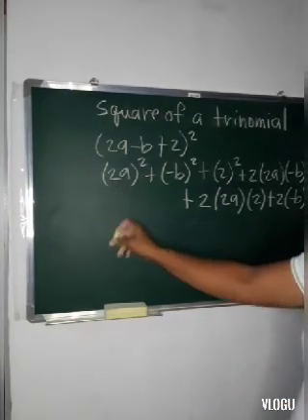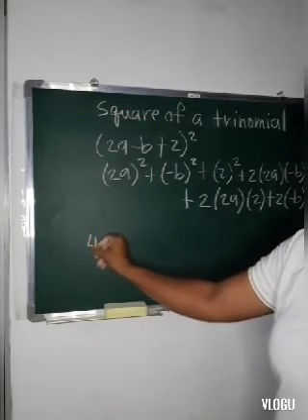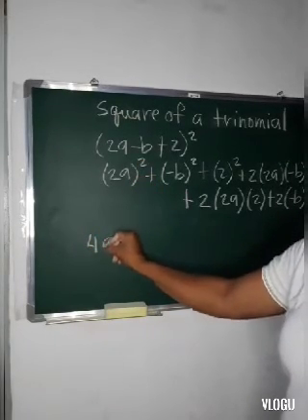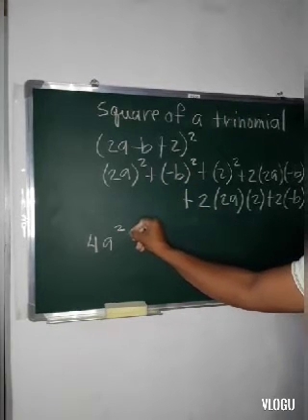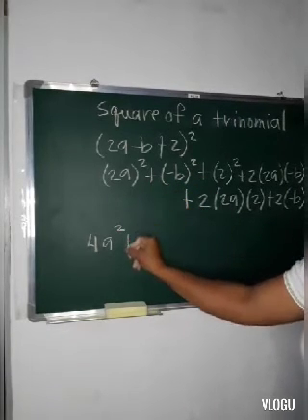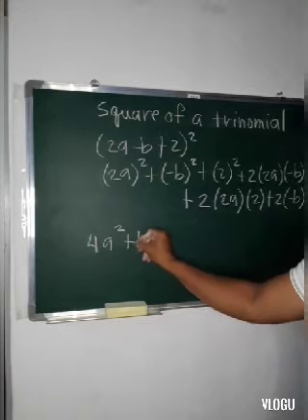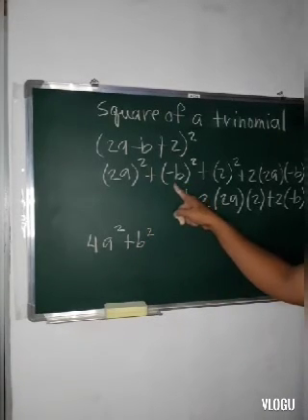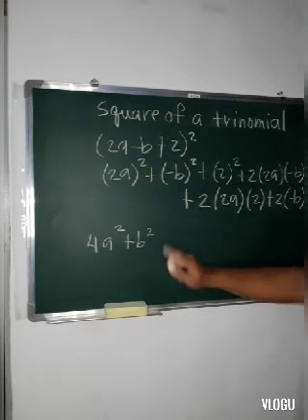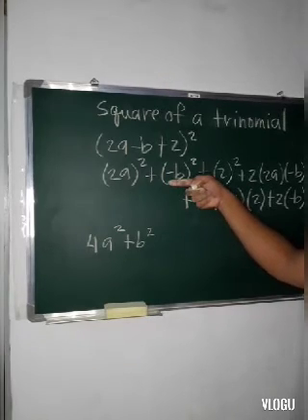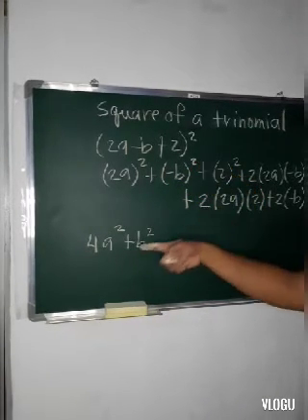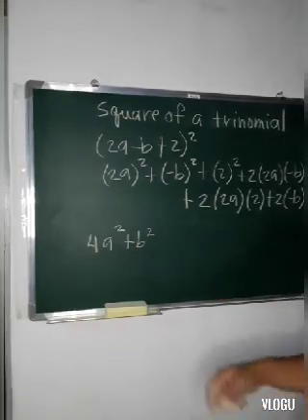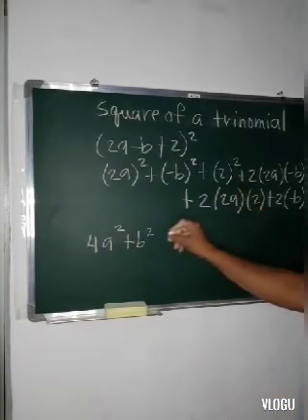So 2 times 2, we have 4a squared. Next, negative b squared: negative times negative is positive, and then b squared. Again, how do you know that this is positive? If the base is negative and the exponent is an even number, then it's always positive. Next, 2 squared, we have 4.